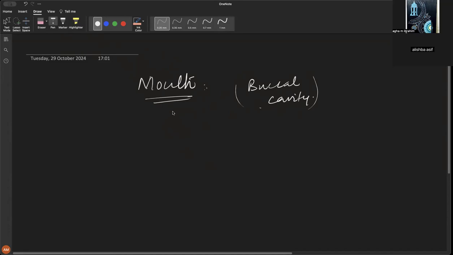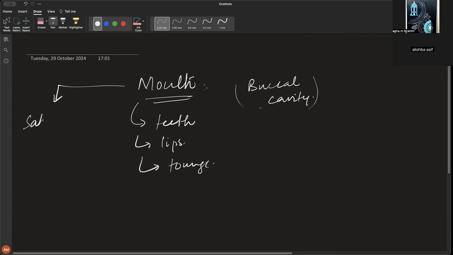Okay, it consists of teeth, lips, tongue. These are the structures that are present. Secondly, when you talk about the enzymes and the chemicals that are present over there, obviously there is saliva, and saliva consists of water. It consists of mucus, and it consists of salivary amylase. Salivary amylase, right?